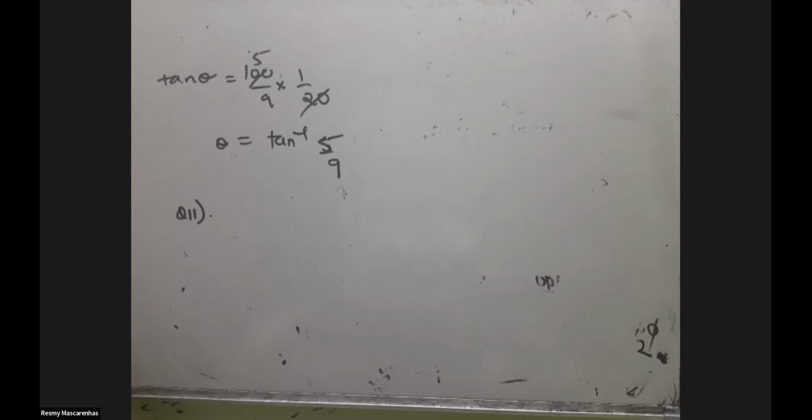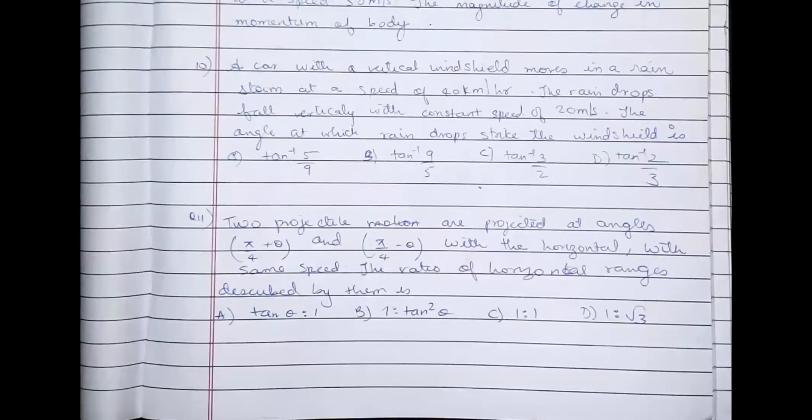Question number 11. Two projectiles are projected at angles pi by 4 plus theta and pi by 4 minus theta with the horizontal, okay, means with reference to the ground, with the same speed. What is the ratio of the horizontal ranges then?